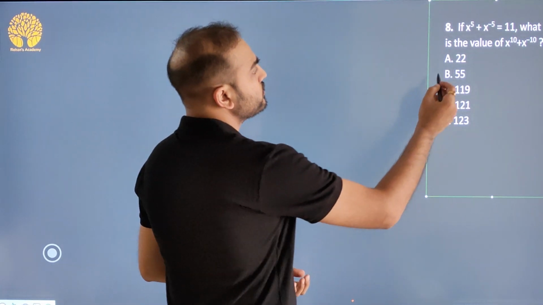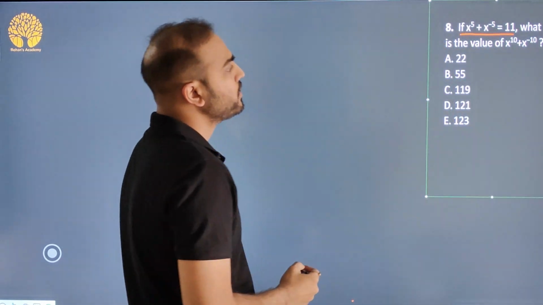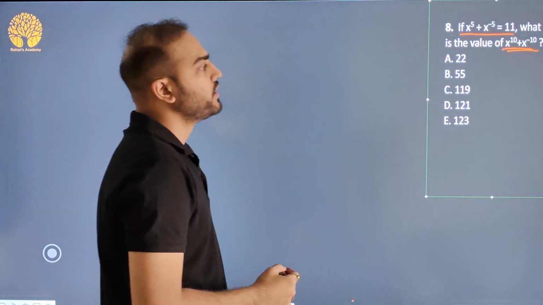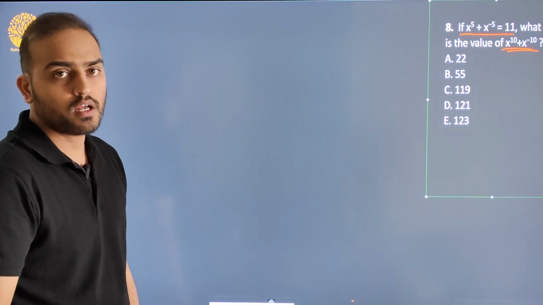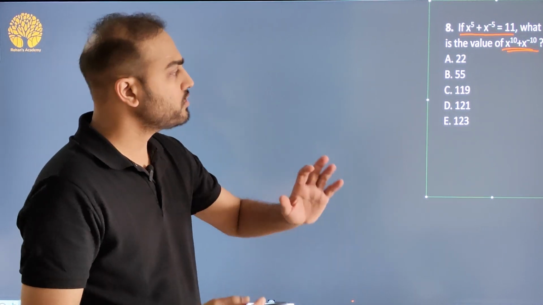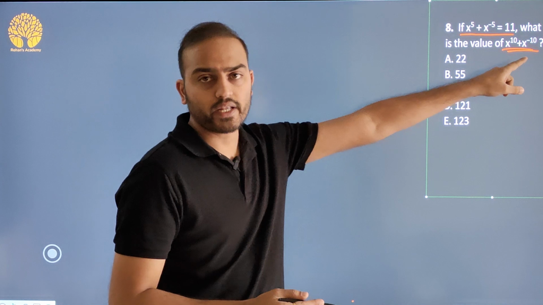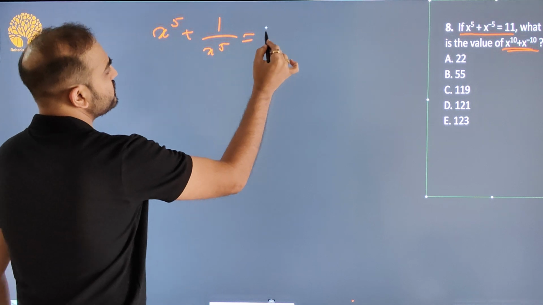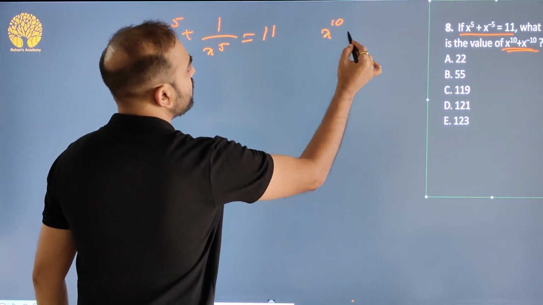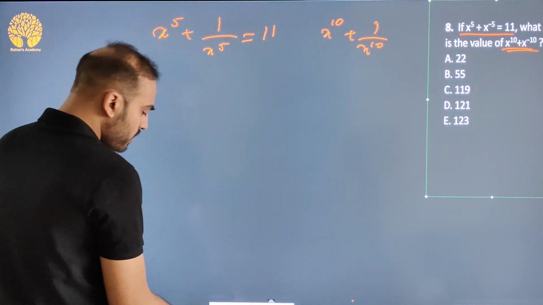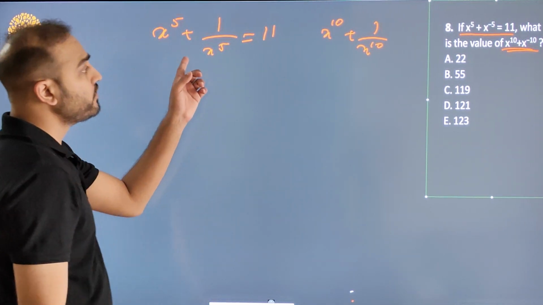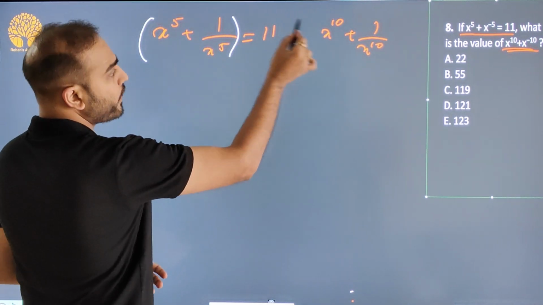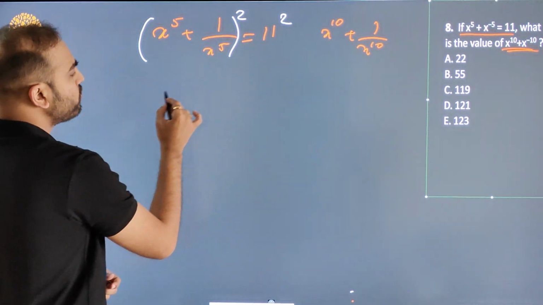Moving on to the next one. So we have x to the power 5 plus x to the power minus 5 is 11. They are asking x to the power 10 plus x to the power minus 10. Obviously, don't try to plug in values. Just see, this is power 5, power 10. x power 5 plus 1 over x power 5 is equal to 11. They are asking x power 10 plus 1 over x power 10. Now think, how can I go from power 5 to power 10? We can square both sides, because this is square of that. So let's just square both sides.